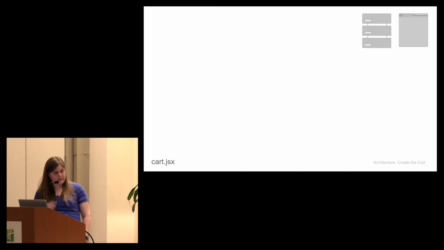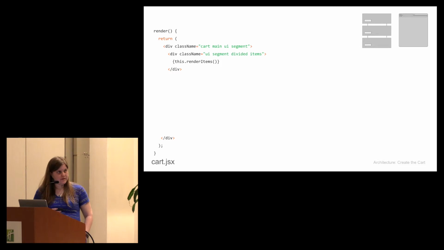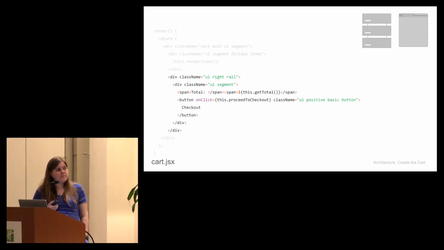These item components are going to be rendered inside of cart. The cart is like a parent wrapper component that knows about some more business logic. It's going to render all of the cart items, and it's also going to render the proceed to checkout button. It's going to render the total, which it calculates based on the data from the items in the cart.